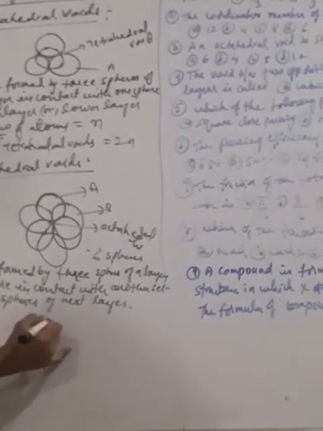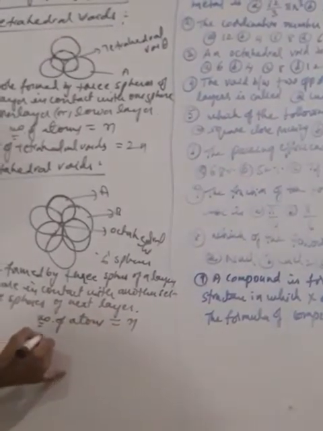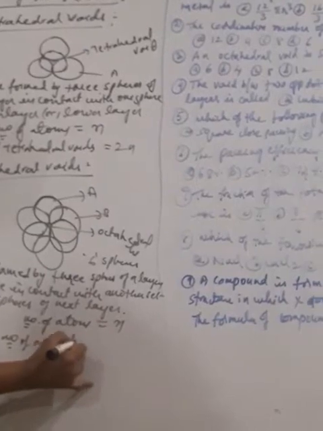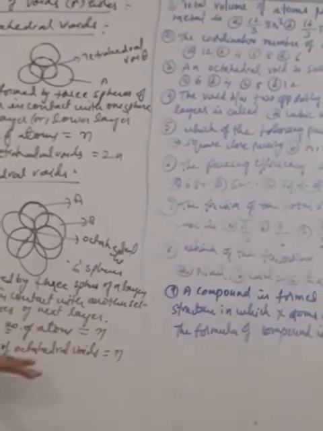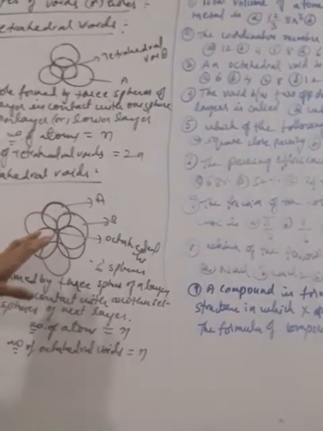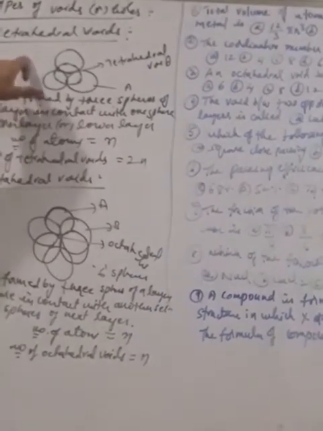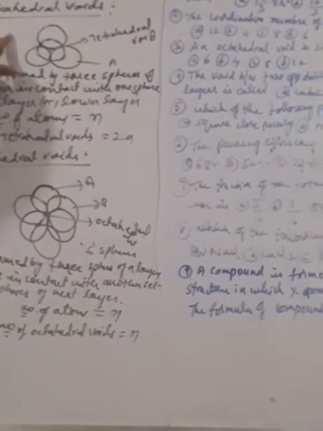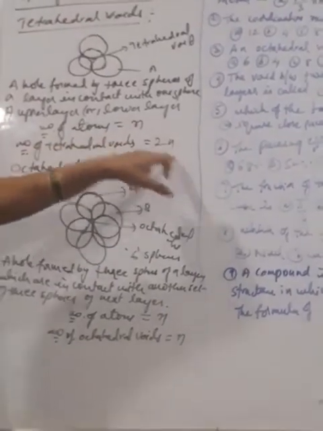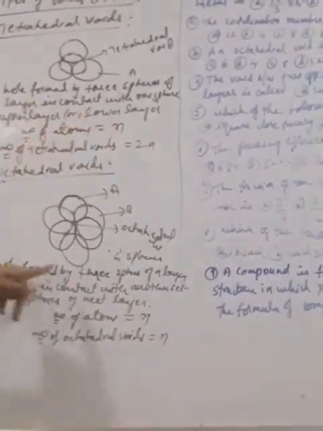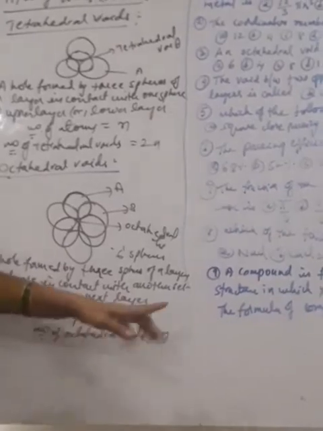So the number of atoms present in a unit cell is n. The number of octahedral holes, or octahedral voids, is also equal to n. Why? Because it is in contact with the next layer spheres, whereas a tetrahedral void may be in contact with the upper layer or lower layer. So there are 2 ways. That's why the number of tetrahedral voids is 2n, whereas the number of atoms is n. Coming to octahedral voids, the number of atoms is n and the number of octahedral voids is also n.